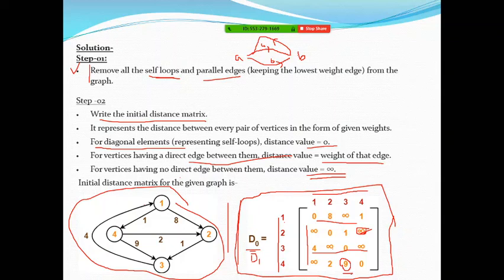Once again, I am repeating this process. Only this point is important. D naught is the starting matrix. D1 is a matrix obtained from D naught. What is the meaning of this 1? It means flexibility: you can introduce one intermediate vertex, that is 1, and take help of this one vertex in reaching from one vertex to another. Similarly, D2 will be a modification of D1 with the help of 2. D3 will be a modification of D2, and D4 a modification of D3. I will clarify every point in the next slide.